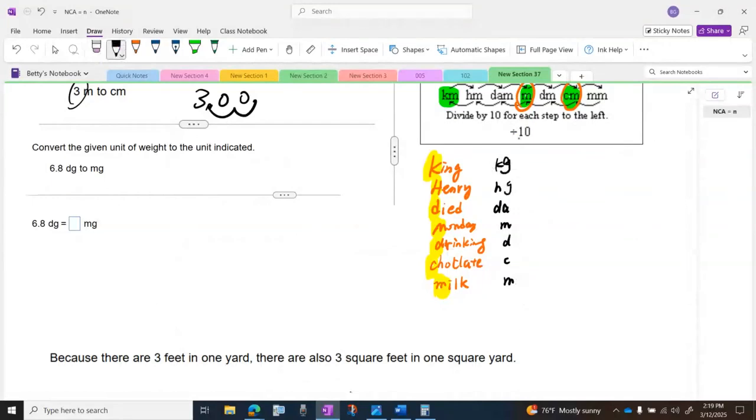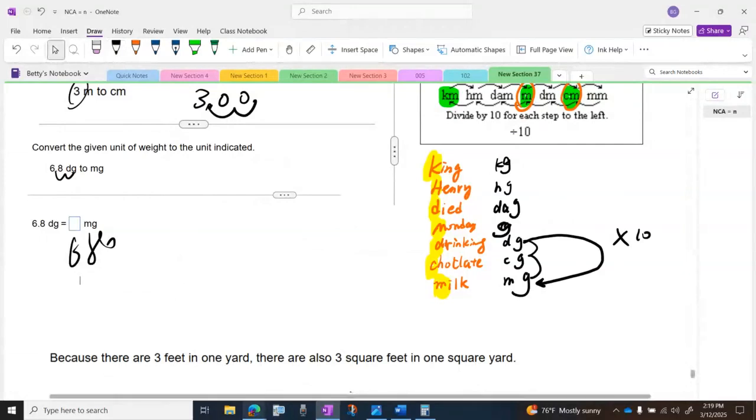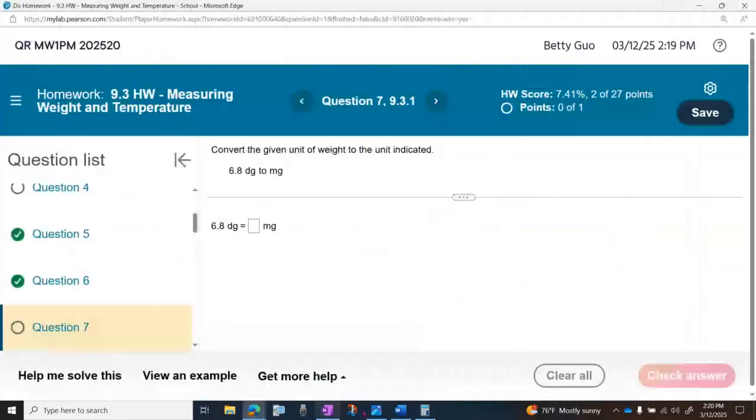Kilograms, hectograms, decagrams, grams, and decigrams, centigrams, milligrams, right? So we go from dg to mg. dg is right here to mg, right? And this is going to the right, so we multiply by 10. Multiply by 10 twice, or move the decimal point to the right twice. So 680. All right, 680. The same thing, just change meters to grams.